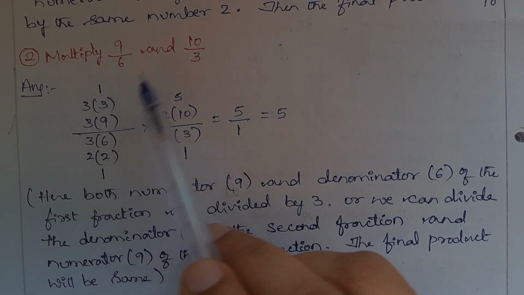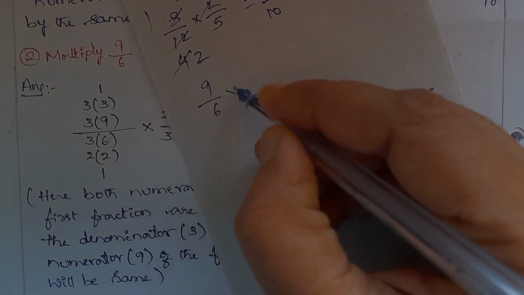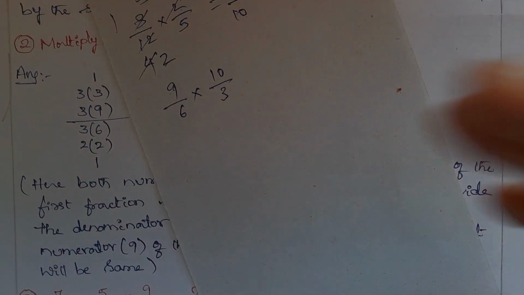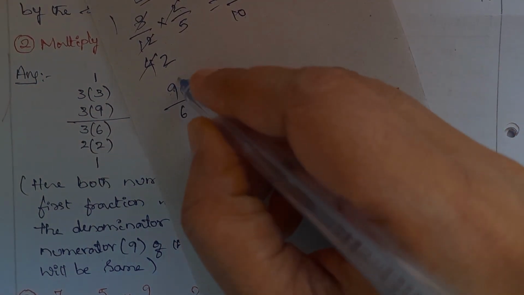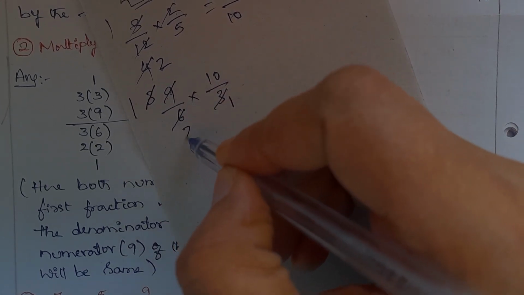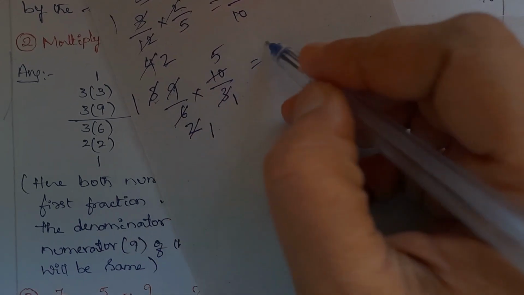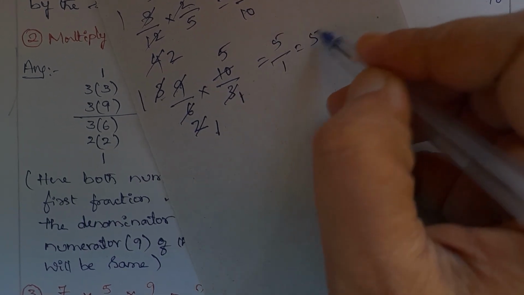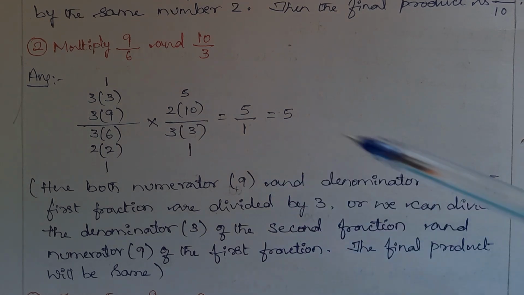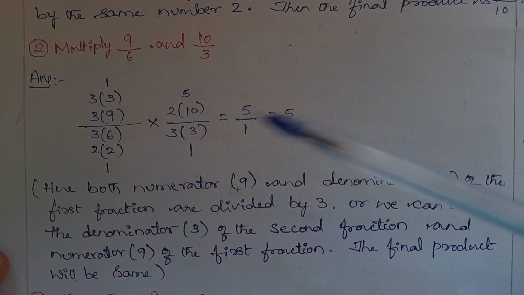Multiply 9/6 and 10/3. So now 9/6 into 10/3. So 3 ones are 3, 3 threes, 3 ones are 3, 2s, 2 ones are 2, 5s. So 1 fives are 5, 1 ones are 1. So 5 is the answer. Here both numerator 9 and denominator 6 of the first fraction are divided by 3. You can do it that way too.